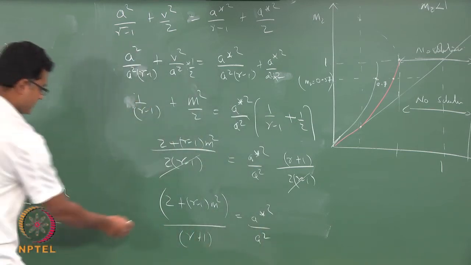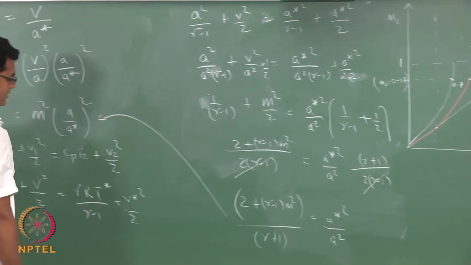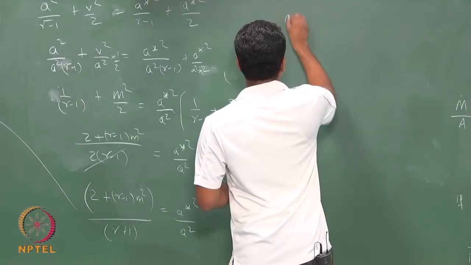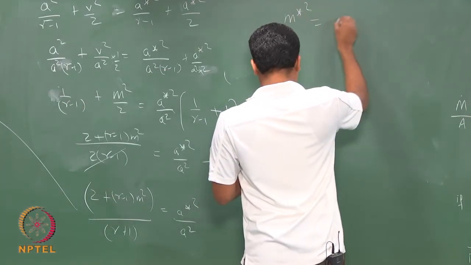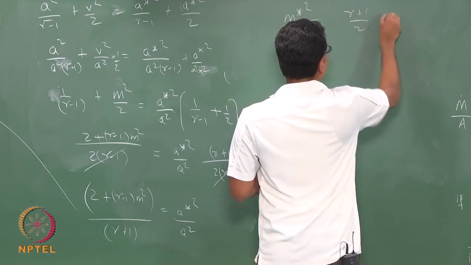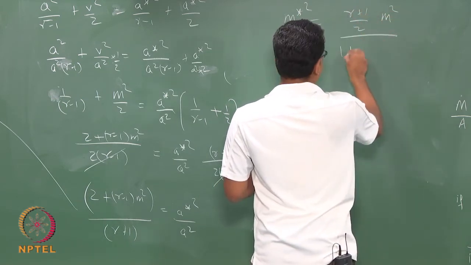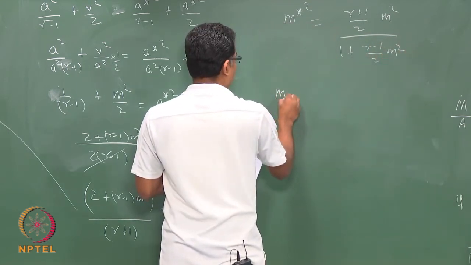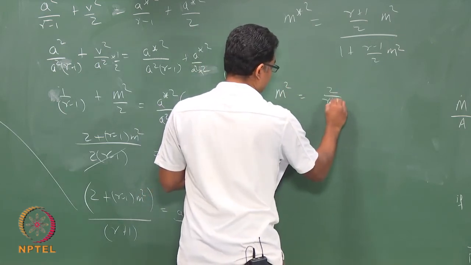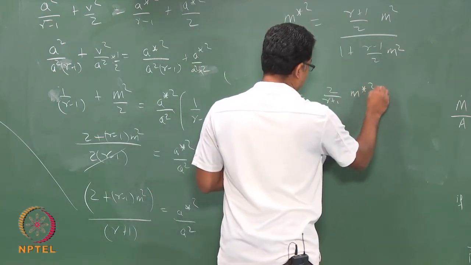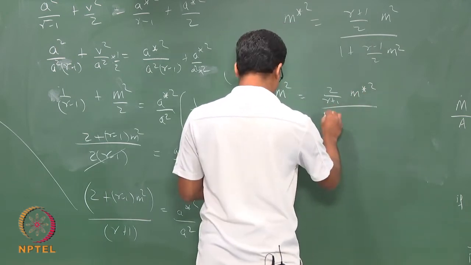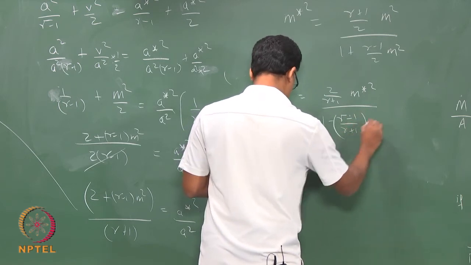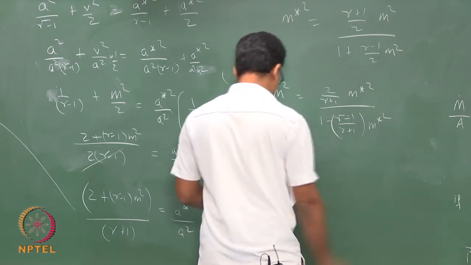which you can substitute here in this equation, and you will end up with M star square is gamma plus 1 by 2 M square divided by 1 plus gamma minus 1 by 2 M square, or M square equals 2 plus gamma plus 1 M star square divided by gamma plus 1 minus gamma minus 1 M star square.